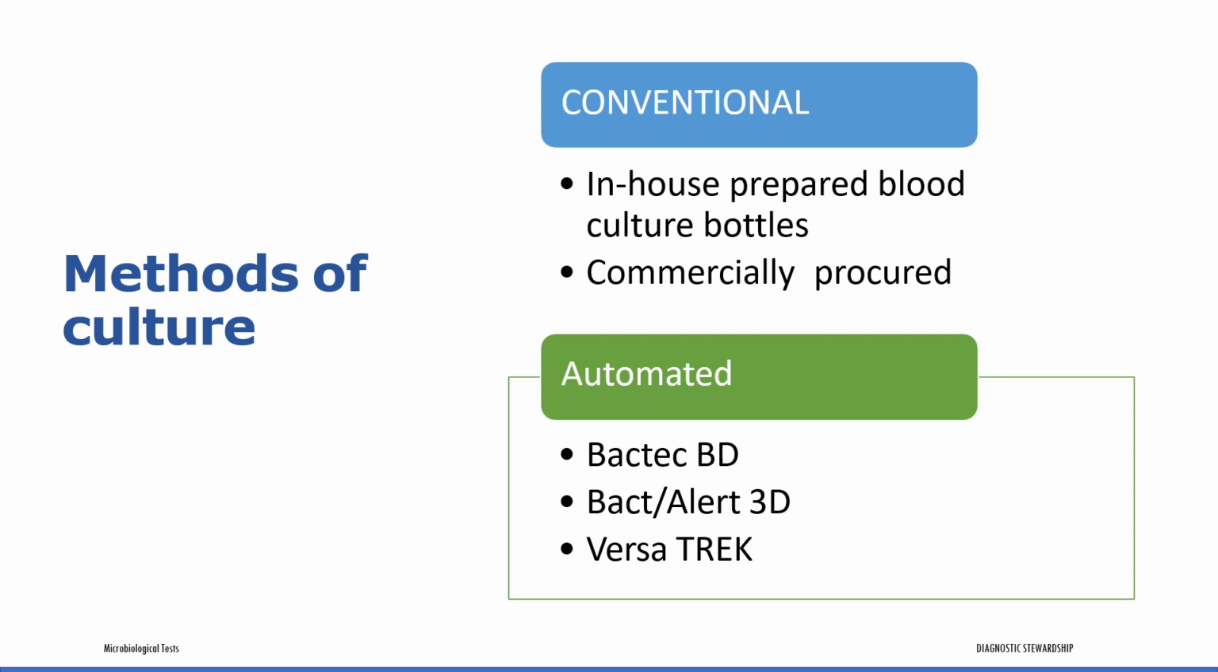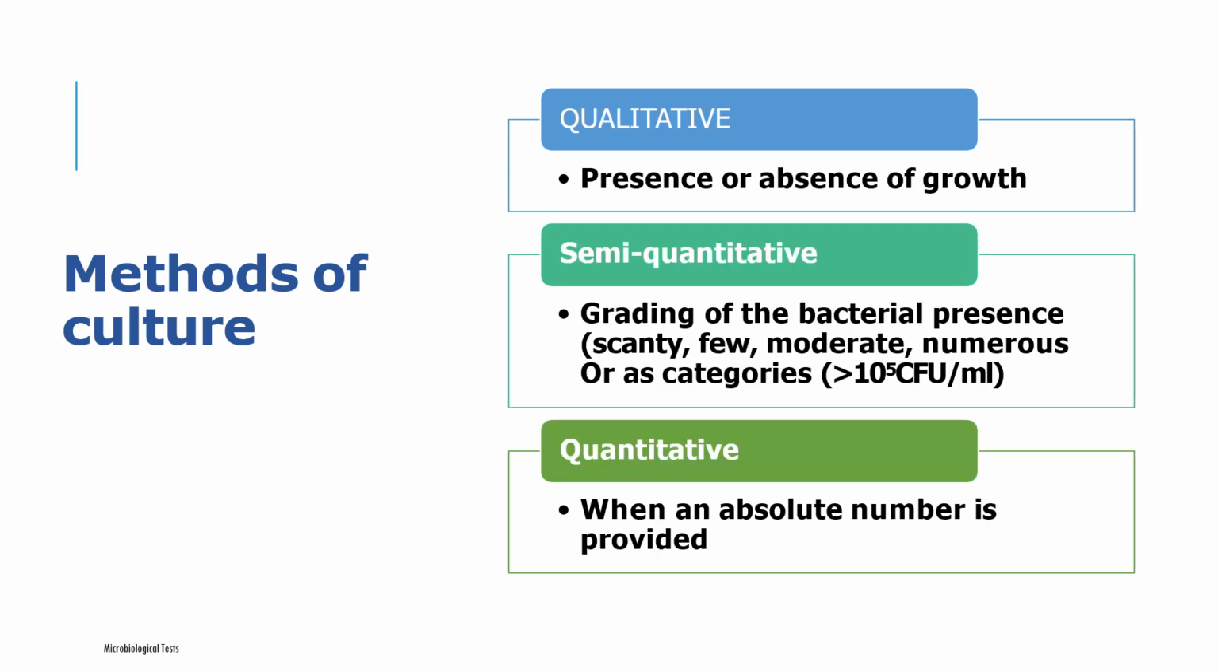Methods of culture include conventional methods, like in-house prepared or commercially procured blood culture bottles, and automated systems such as BacT/ALERT, BACTEC or VersaTREK. The methods also include qualitative methods, like presence or absence of growth, or semi-quantitative methods where we do the colony count in terms of colony forming units per ml of sample, or quantitative methods where an absolute number is provided.